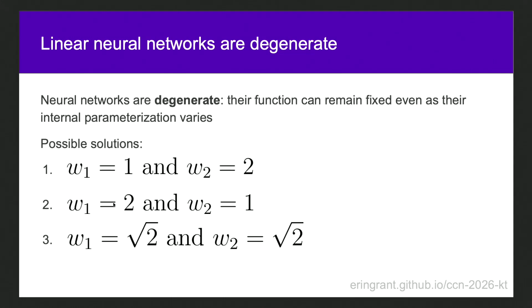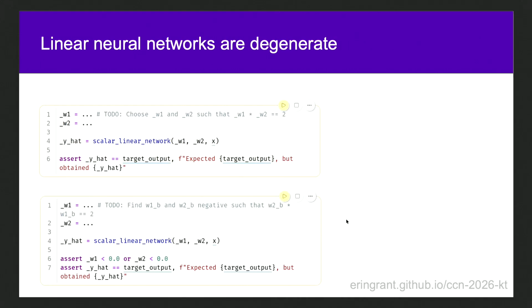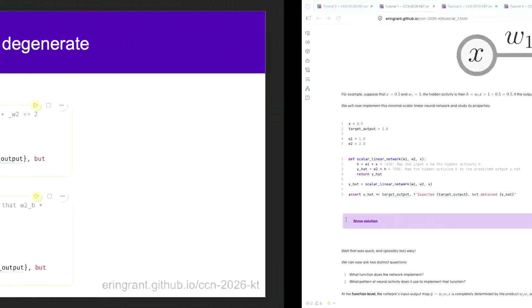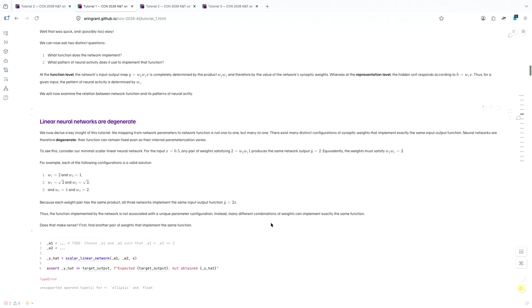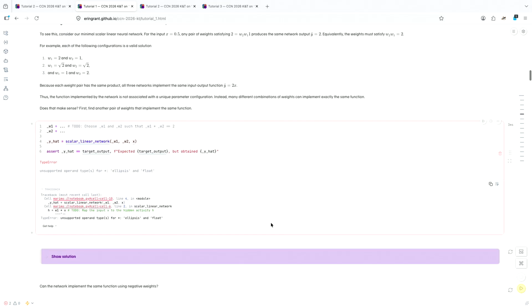We can implement exactly the same network that maps 0.5 to 1 by either setting W1 to 1 and W2 to 2, or W1 to 2 and W2 to 1, or W1 to square root of 2 and W2 to square root of 2. It's tedious to elaborate all the possible solutions, but I'd like to ask you, slightly further down, to implement two additional networks that solve the task of mapping from 0.5 to 1. You just have to find two weights that will implement the same network function.